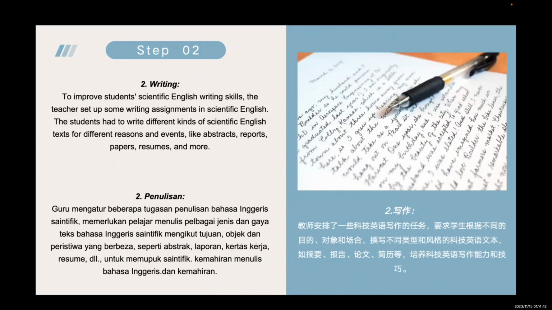And number two is writing. To improve students' scientific English writing skills, the teacher set some writing assignments in scientific English. The students had to write different kinds of scientific English text for different purposes and events, like abstracts, reports, papers, and more.